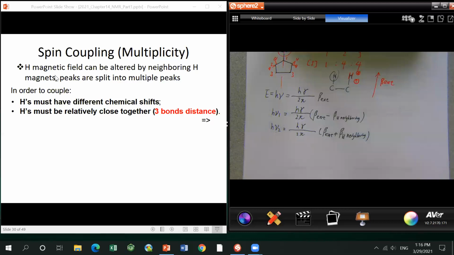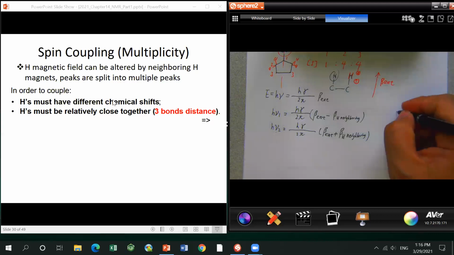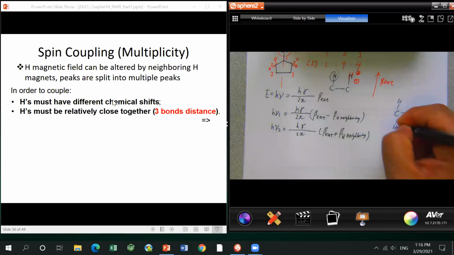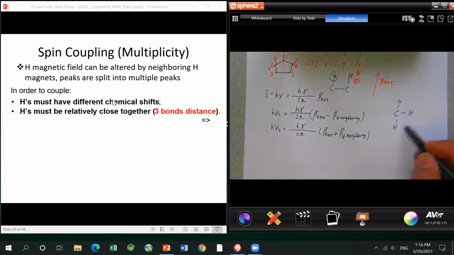There are some rules for coupling. First, in order to couple, protons must have different chemical shifts. If they have the same chemical shift, they won't couple with each other. For example, the 3 hydrogens in a methyl group have the same chemical shift, so they won't couple with each other, although they are neighboring, only 2 bonds away.